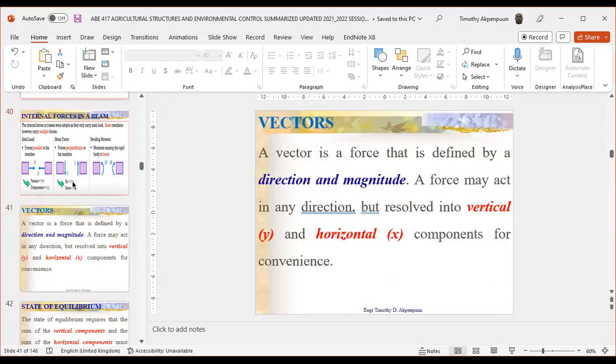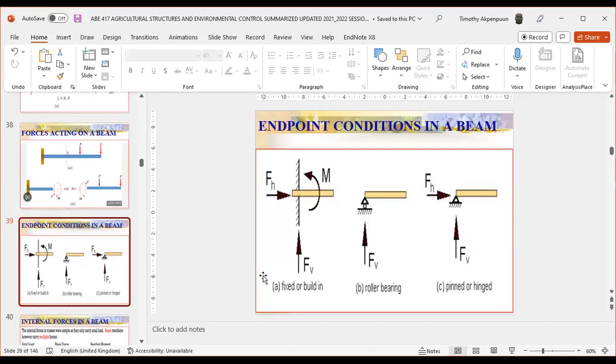Now, what would you call this? Let's look at this diagram. Is it fixed or built in for a bench? The supports, are they fixed, or roller, or are they pinned or hinged? Which one is the correct answer here? A, B, or C? In a bench that all of us know. Pin is correct. Why is it pin? Because they are nailed, right?